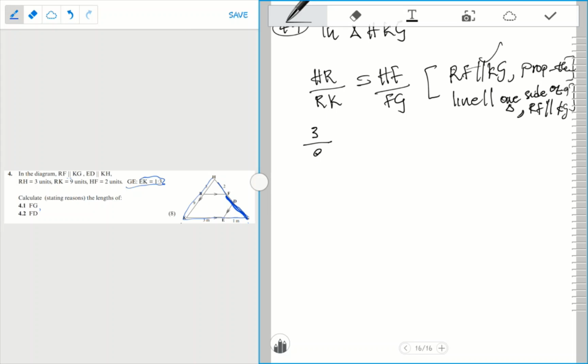KR, which is 9 units, and this is equal to HF, which is 2, over FG. This is what we are looking for, FG. Then I'm cross multiplying: 3 FG is equal to 18. Therefore, divide by 3, FG is equal to 18 divided by 3, which is 6, meaning that this is 6 units.